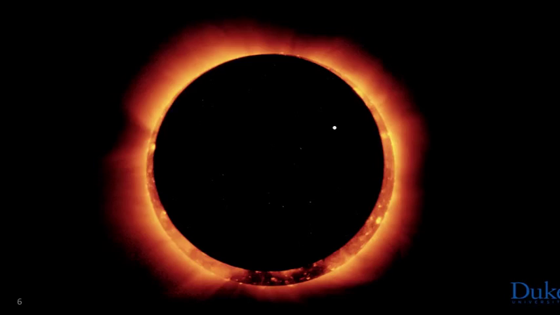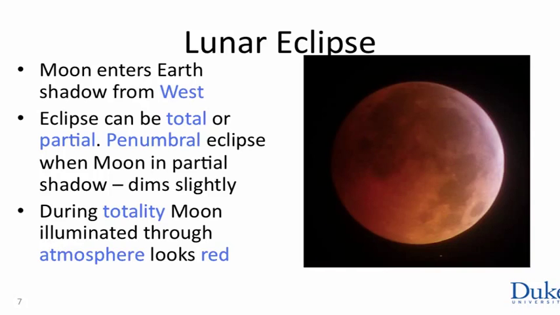During full moon, what happens is that the Earth's shadow prevents sunlight from hitting the moon, and the moon becomes dark. The moon, as I said, is moving to the east. It enters Earth's shadow from the west. Again, the eclipse can be total or partial, depending on the quality of the alignment. And we can get a penumbral eclipse when the moon is only in partial shadow.